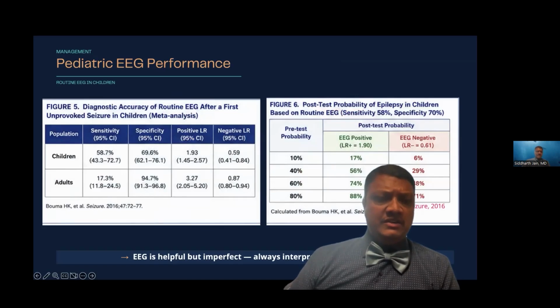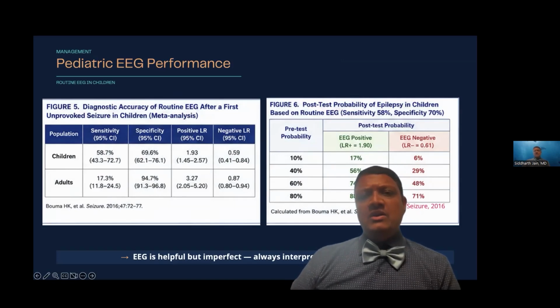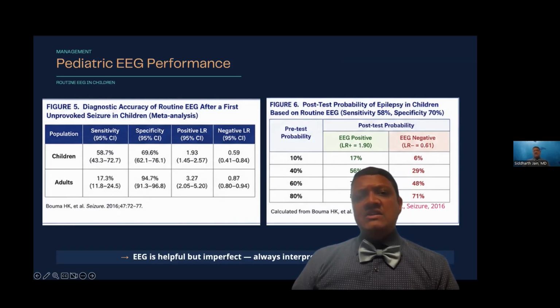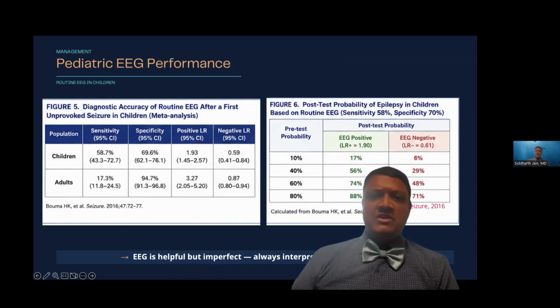As we say here, here's a comparison of children versus adults from a recent publication in 2016. And as we order tests, we need to understand how the test influences our decision making, which means that we need to have some degree of pre-test probability going into the test and then understand how that test helps us become more confident in either ruling in or ruling out the diagnosis.